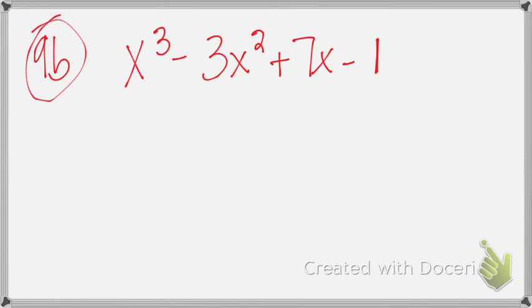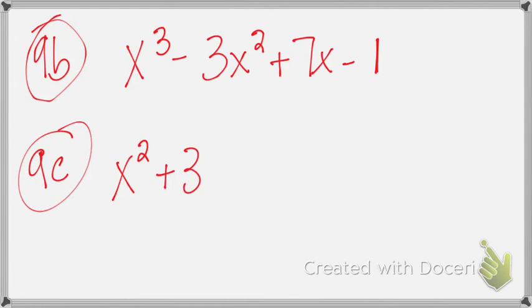All right, 9c should have been x squared plus 3x minus 6. Yes?